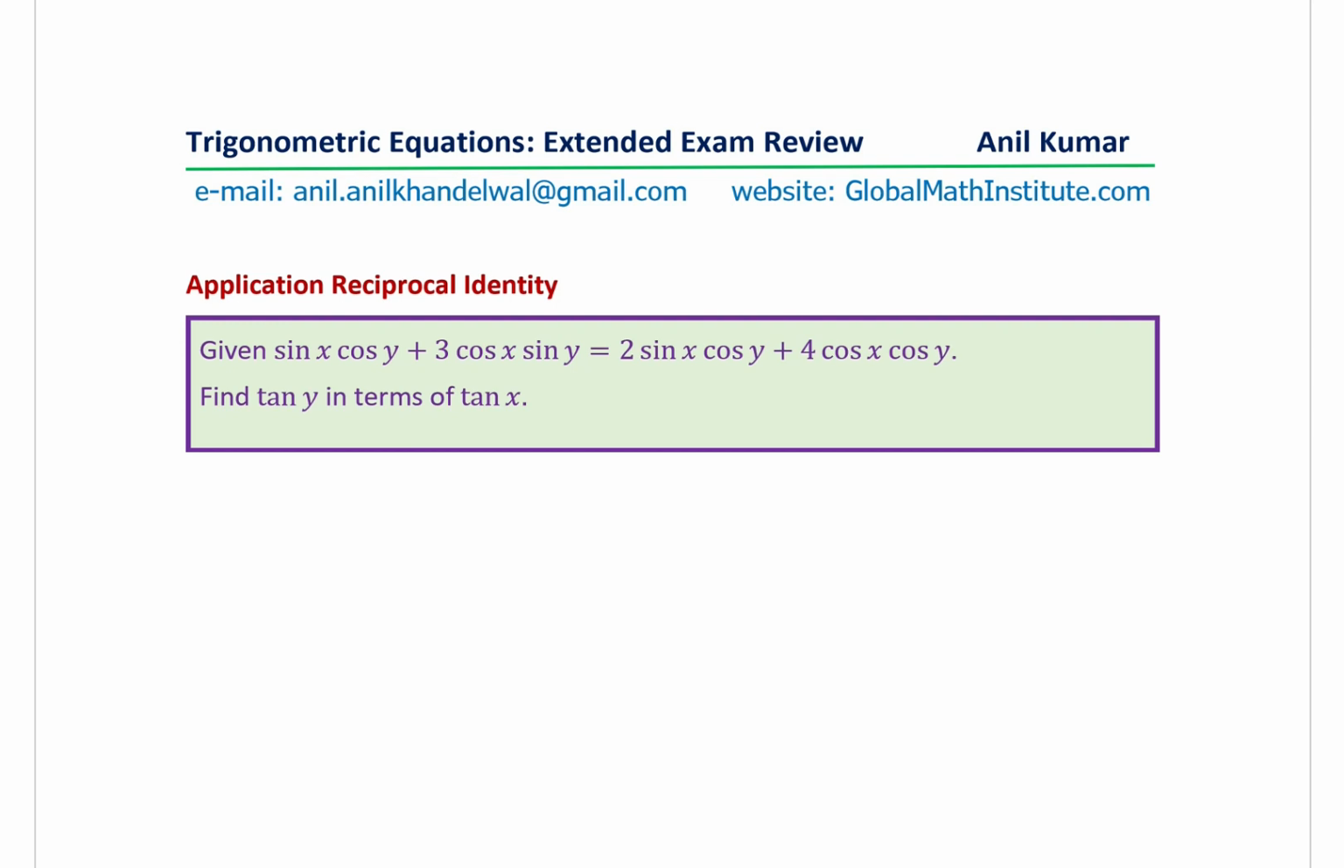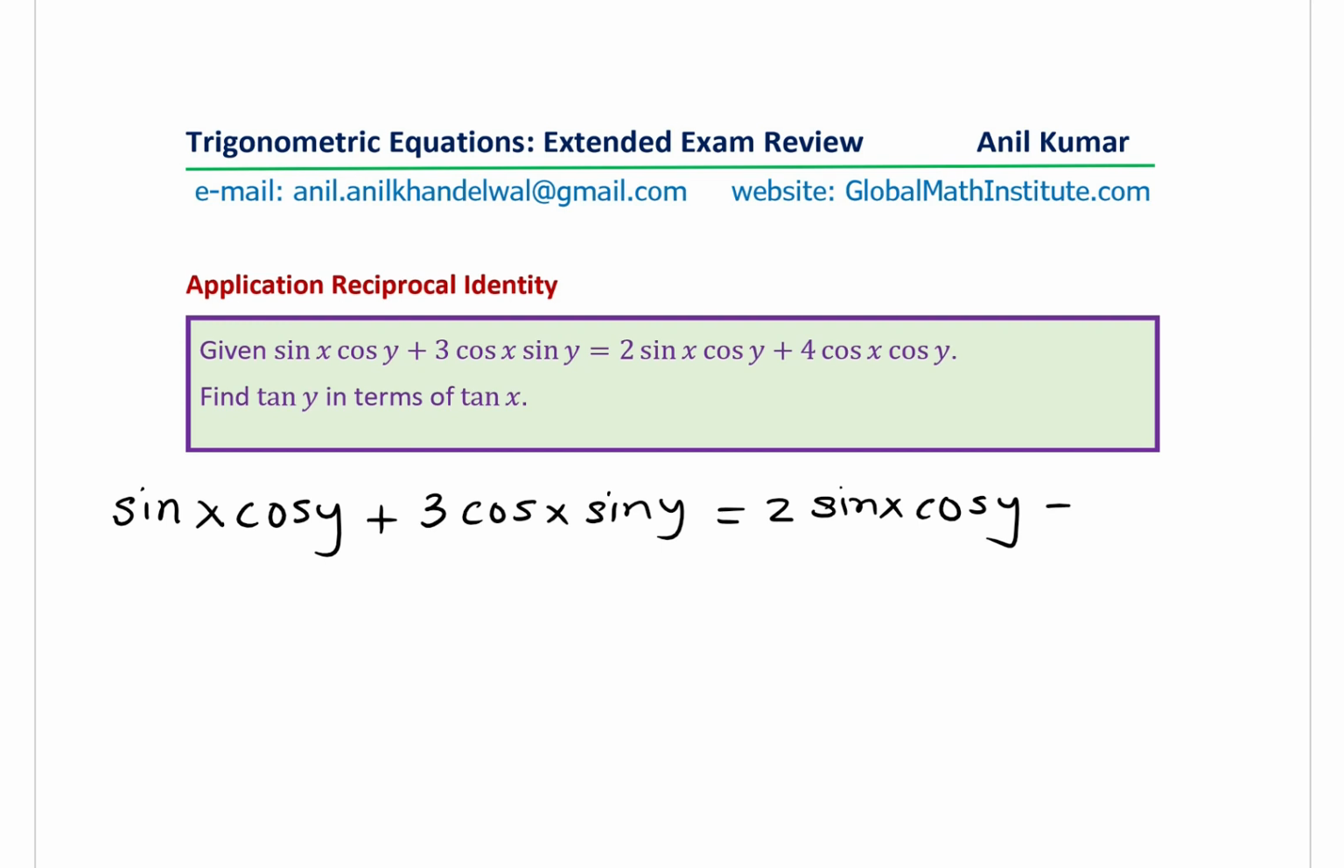So the first question here is given, let me write down the identity here, which is sin x cos y plus 3 cos x sin y equals to 2 sin x cos y plus 4 cos x sin y. So we are given this particular equation, and what we need to find is tan y in terms of tan x.